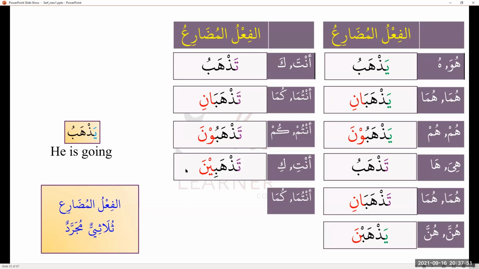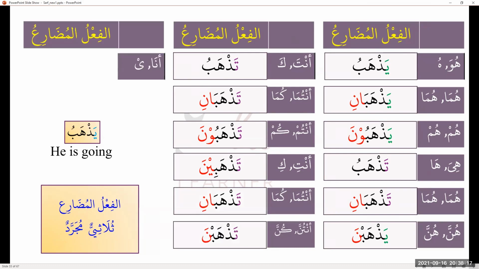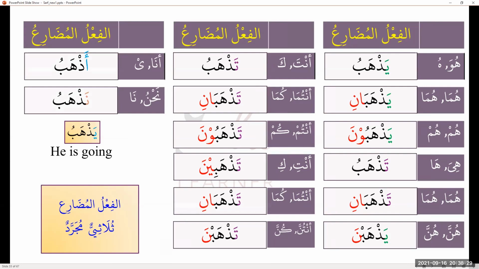Tadhabina. Okay. And Ina is only coming with the Anti version. Remember that. Antuma, feminine. Tadhabani. Antunna, feminine. Tadhabna. Good. MashaAllah. And Ana version. Adhabu. MashaAllah. Nahnu version. Nadhabu. Good. MashaAllah. You are experts in Fi'l al-Mudaare.